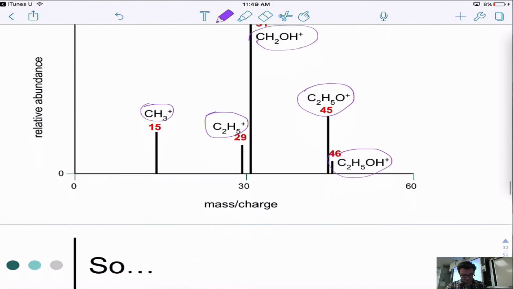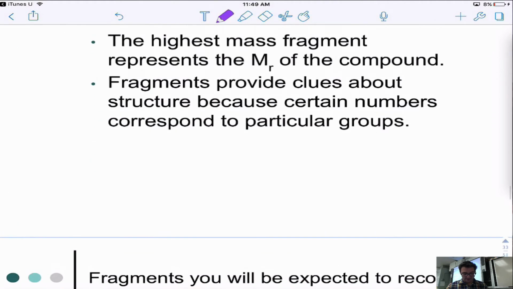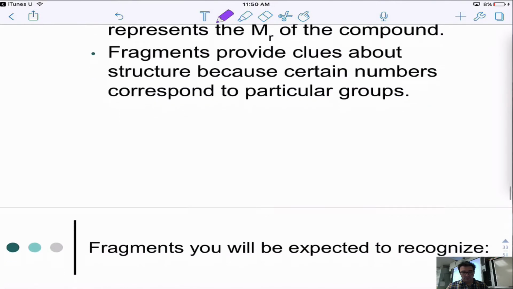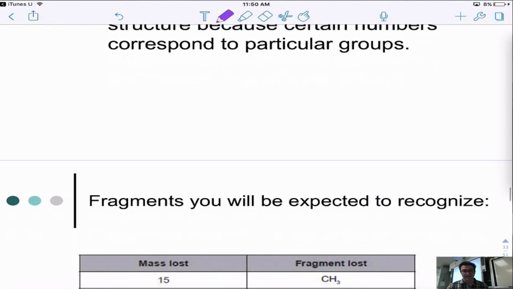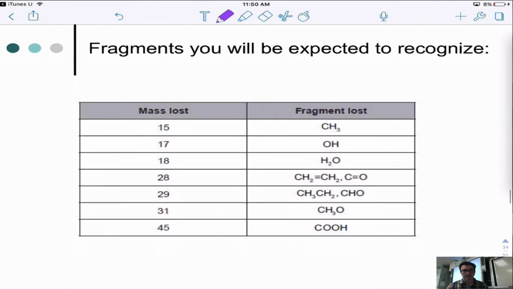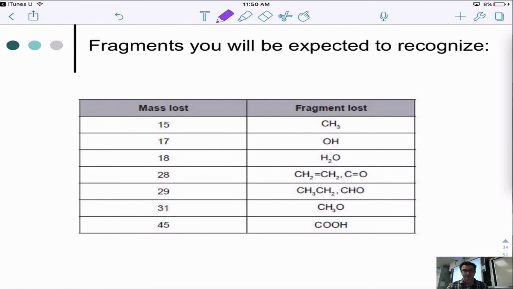So just to recap here, the highest fragment is going to be the total mass of the compound, the parent ion. These fragments provide clues about what the structure of the molecule is. If you want to know what fragments you're supposed to be able to recognize but not memorize, here they are in the table from your data table. We have the 15 grams per mole is a methyl group, 17 was the OH. We have other groups that they list here. One we saw in ethanol was the 31 group. So we saw a bunch of different ones here.